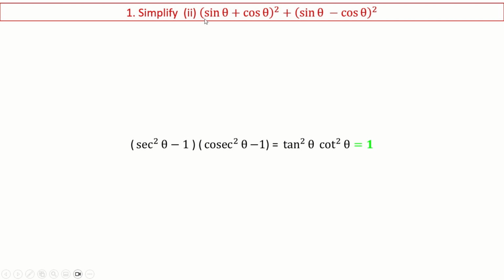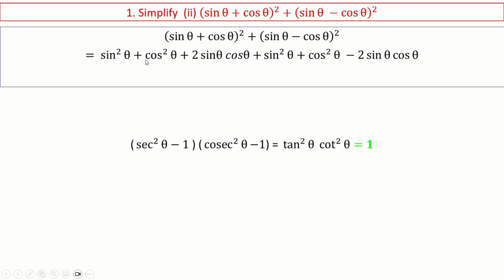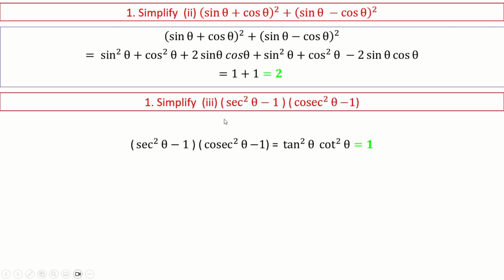Simplify this one. Sin theta plus cos theta whole square plus sin theta minus cos theta whole square. You can expand it: sin square plus cos square plus 2 sin theta cos theta, plus sin square theta plus cos square theta minus 2 sin theta cos theta, which is 1 and 1. The other terms get cancelled. So 2. Now this one.